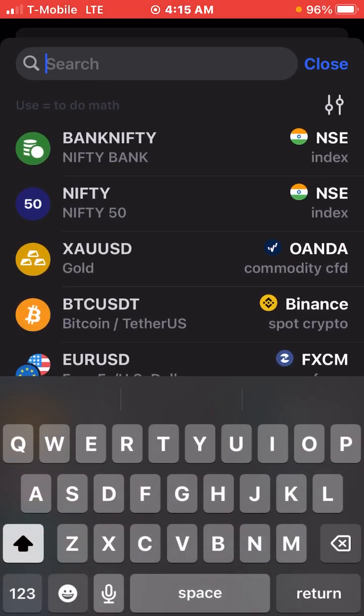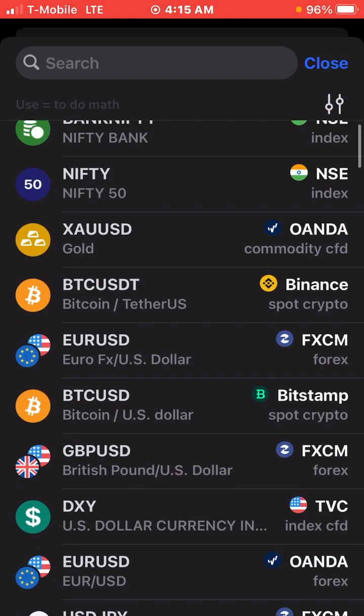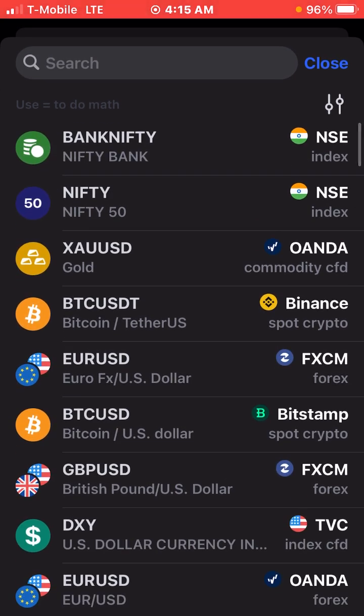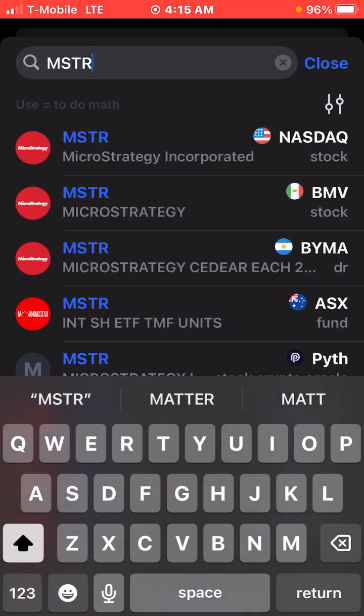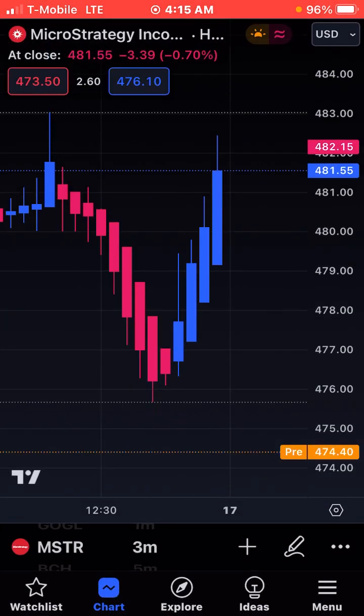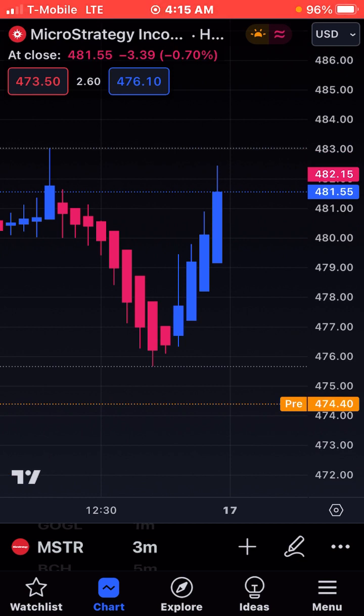So let's look at some other stocks here. Let's look at MicroStrategy, which is one of my favorites. It's connected to Bitcoin, so this moves. Now, the disadvantage here is that if you want to do MicroStrategy as an option, the contracts are very, very, very expensive. So I recommend in the beginning to just trade this like normal.